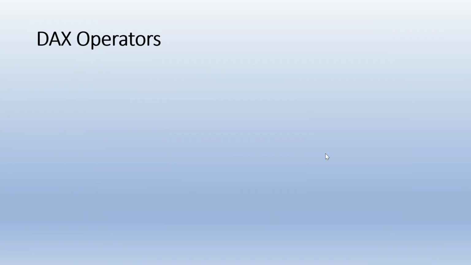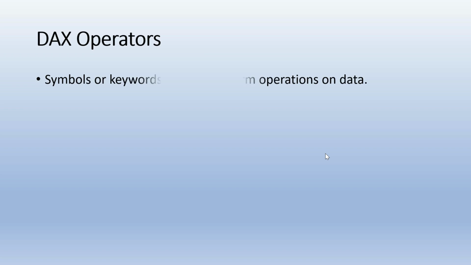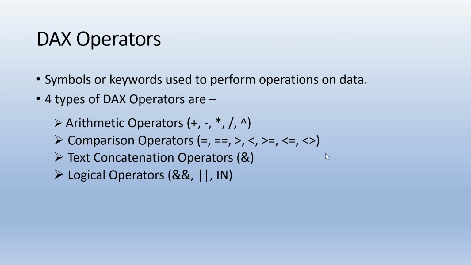In this tutorial, we are going to see what the operators we use in text are. Operators are the symbols or keywords used to perform operations on our data, right? There are four types of text operators we use depending on what kind of operation we have to do. These four text operators are arithmetic operators for performing mathematical calculations like addition, subtraction, multiplication, division, and exponent.